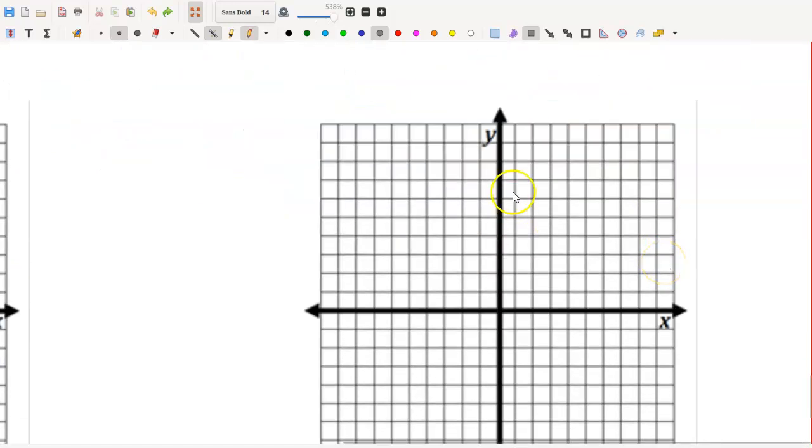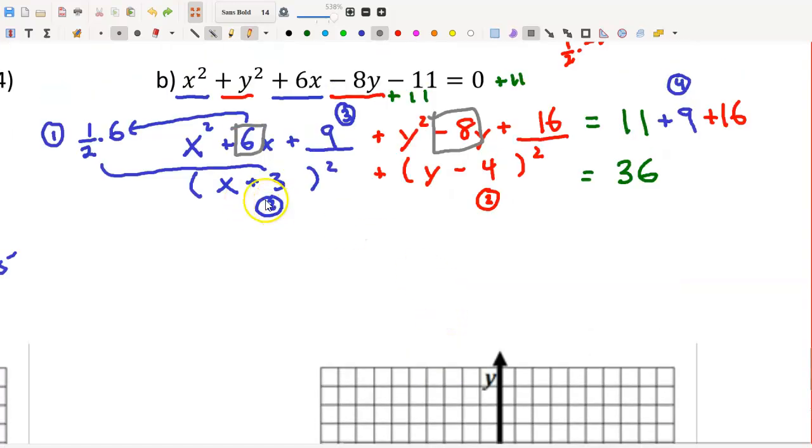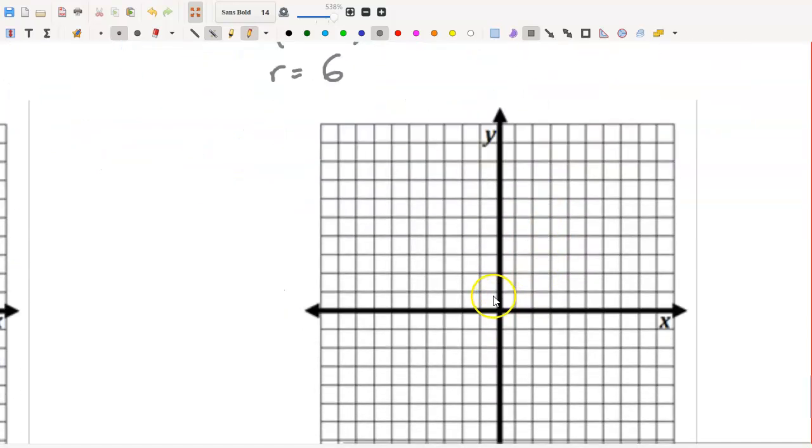So go ahead and graph that. And where are we at? We're at -3, comma 4, and the radius is 6. So -3, 4. I better get a different one. There we go. Go 6 in every direction.